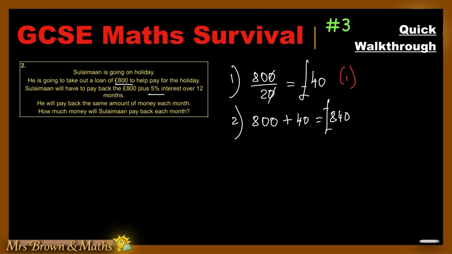Then let's work out the total to repay, and it is 840 pounds. Next exam mark. And the last step, 840 total, divided by 12 months, and Suleiman has to pay 70 pounds per month. Third exam mark.